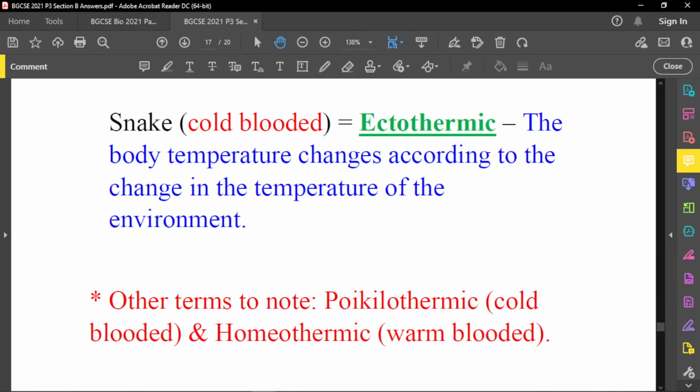Now, snakes are cold-blooded, all right? But the answer now is that they are ectothermic. The reason why they're ectothermic is simply because the body temperature changes according to the change in the temperature of the environment. They adjust their temperature to suit the environmental temperature, so their bodies match that of the environment.